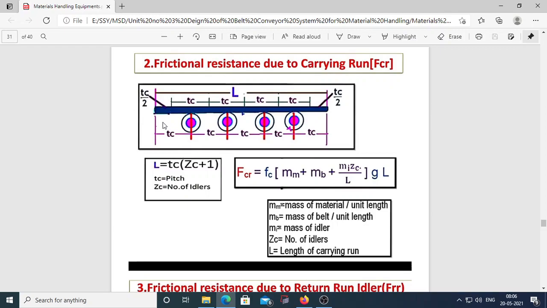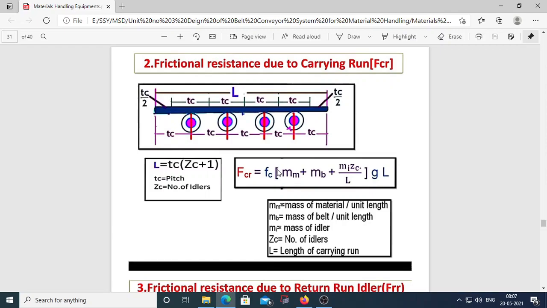Okay, L. See, TC is the pitch that is given and ZC is the number of idlers. You have to remember how to calculate that length. And finally you will get the formula FCR is equal to FC. FC is nothing but the friction factor. Then how to calculate that friction factor? You are given one table. We will see that table's details.